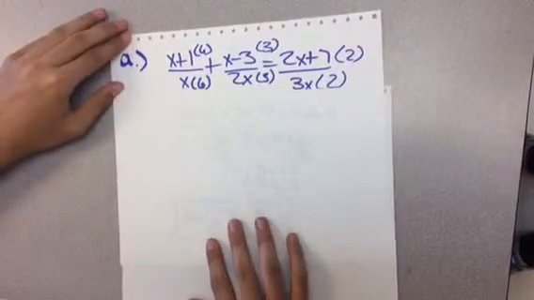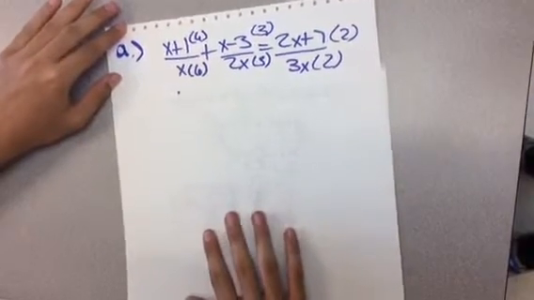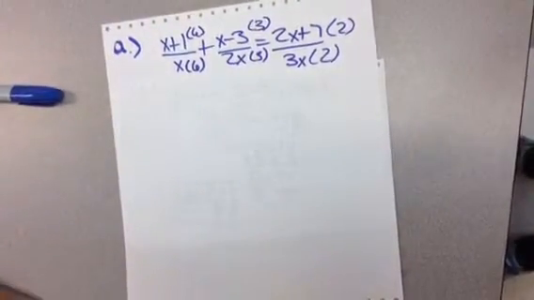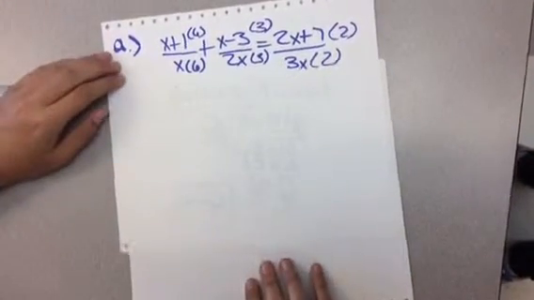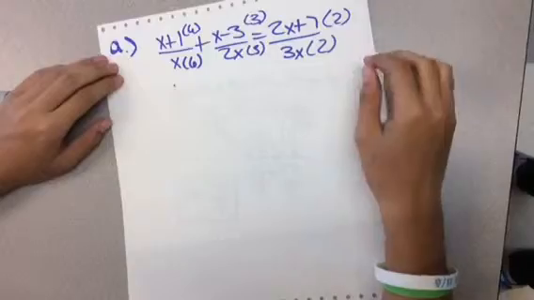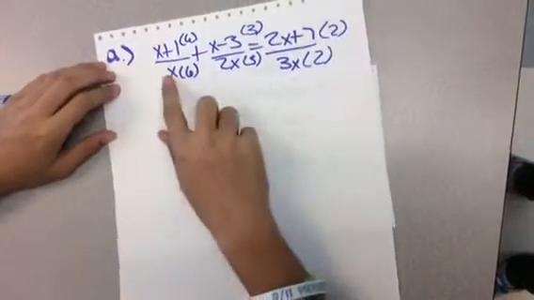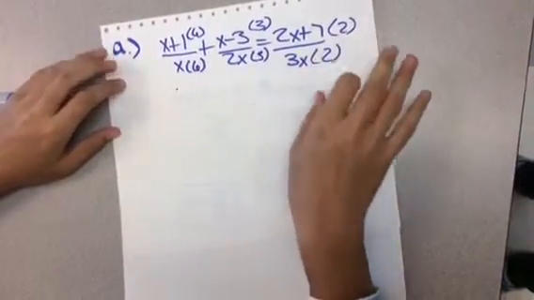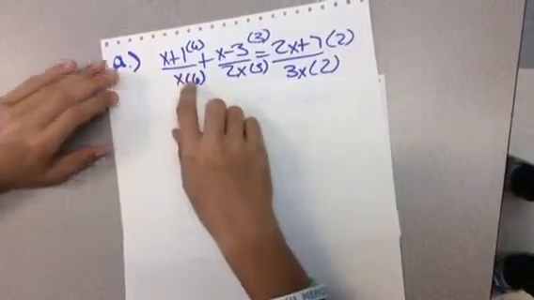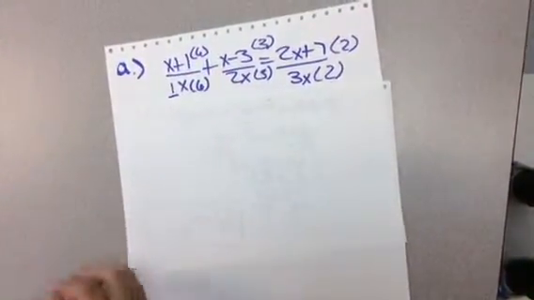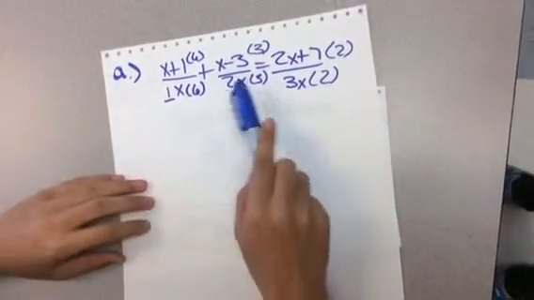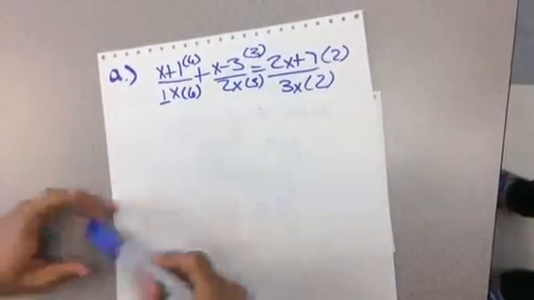Okay, problem A is (x+1)/x + (x−3)/(2x) = (2x+7)/(3x). The first thing we want to do here is find a common denominator, which means finding the multiples of all these numbers to make it the smallest number possible. You can put a 1 in front of x to remind yourself that you need a multiple of 1, 2, and 3.